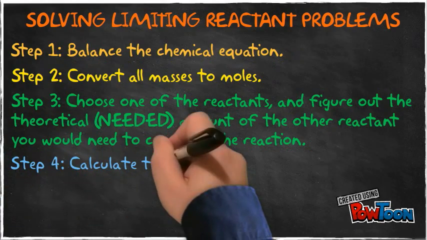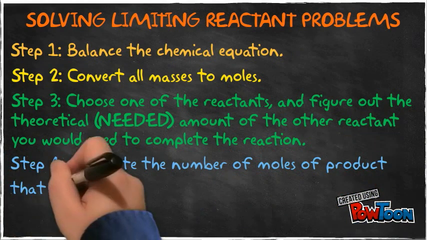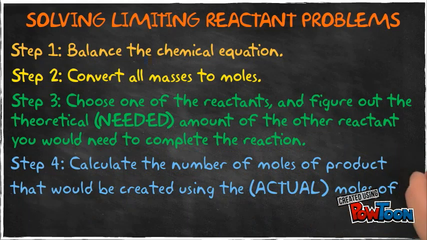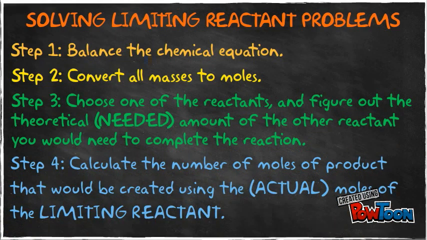Step 4 is to calculate the number of moles of the product that you would create using mole-to-mole ratios and the actual molar amount that you calculated in step 2 of the limiting reactant.